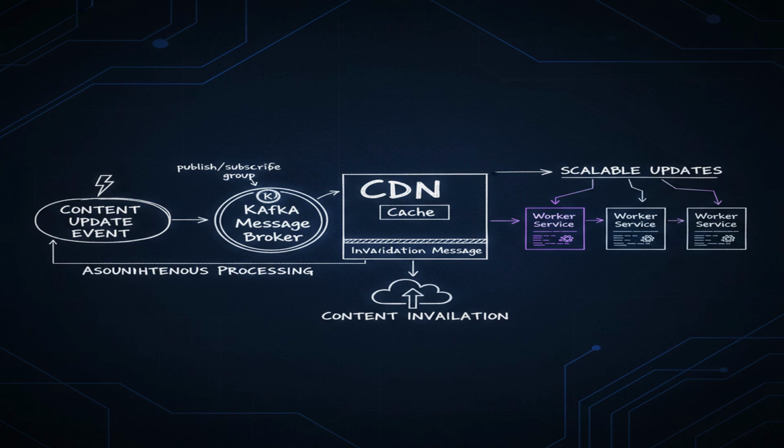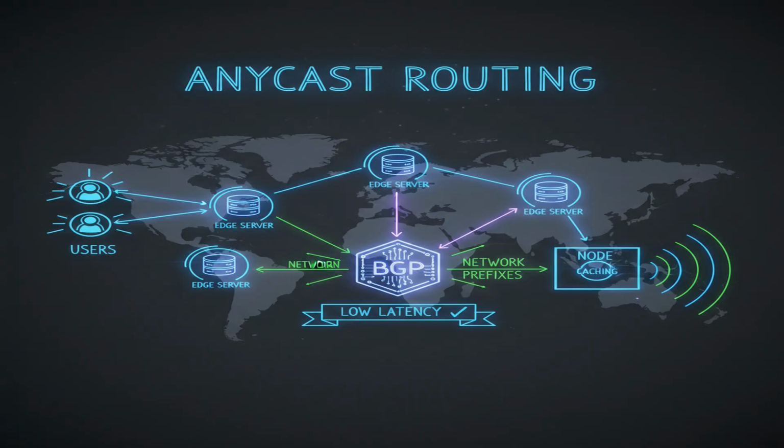For example, when content is updated, an invalidation message is sent to the queue. Worker services asynchronously process these messages, updating cache metadata across the CDN. This ensures that updates are propagated efficiently without impacting real-time content delivery.